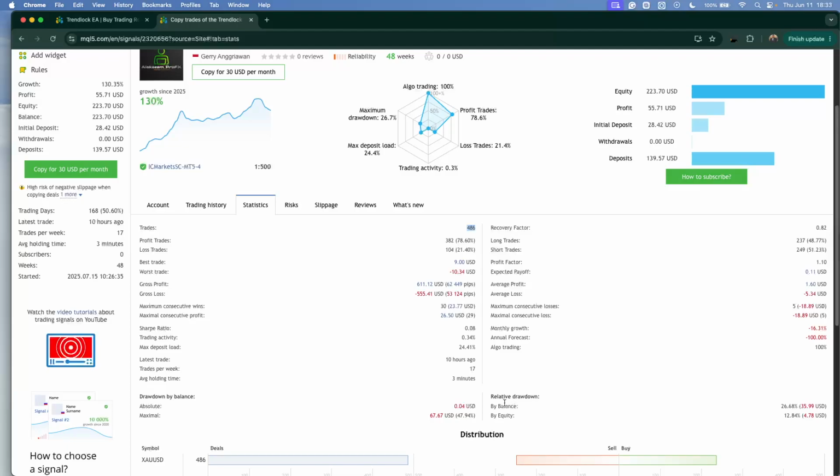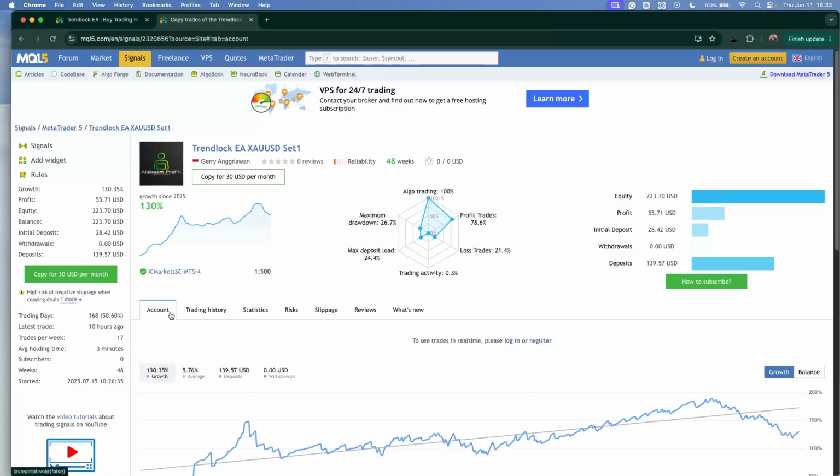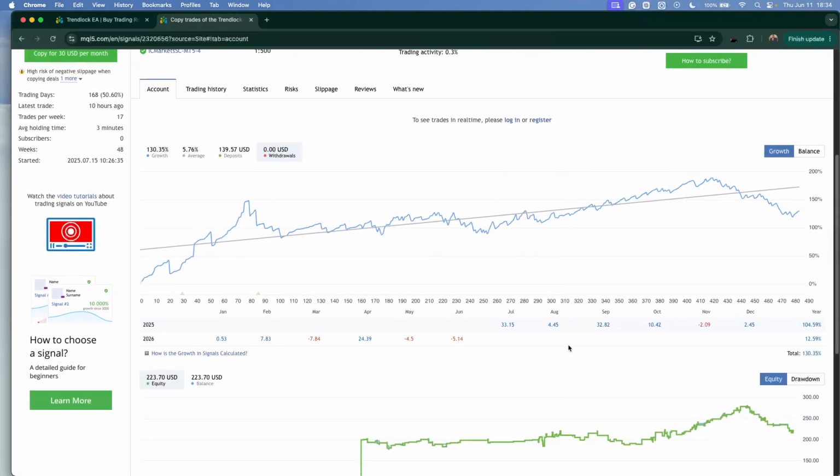But looking at the drawdown, it's quite high. We have our balance drawdown at 26%. That is on the high side. We also have, for our equity, the max drawdown at 12.84%. So it's important you take these into consideration, especially if you're trading on a prop firm account. This live signal is running on an IC Markets broker at 1:500, and it's been on for 48 weeks. The growth is 130% in profits, and these are all of the statistics of the Trend Locker.